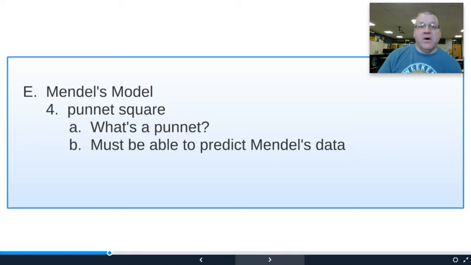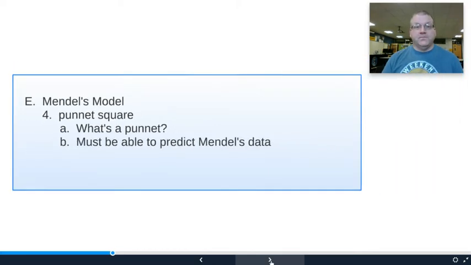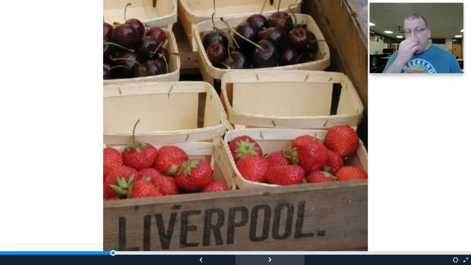So that takes us to the Punnett square concept. Okay? And the Punnett square must be able to predict Mendel's data, must be able to predict Mendel's 3-to-1 ratio. First of all, a punnet is a small wooden box that was used to separate produce. And so it was a very natural term for Mendel to use, being the overseer of the monastery garden, that I'm sure these kinds of separating boxes were used regularly.